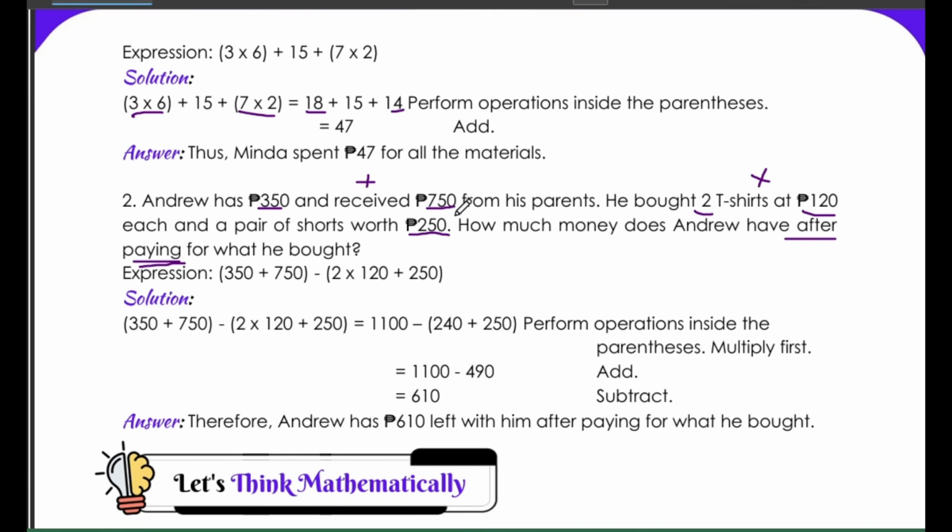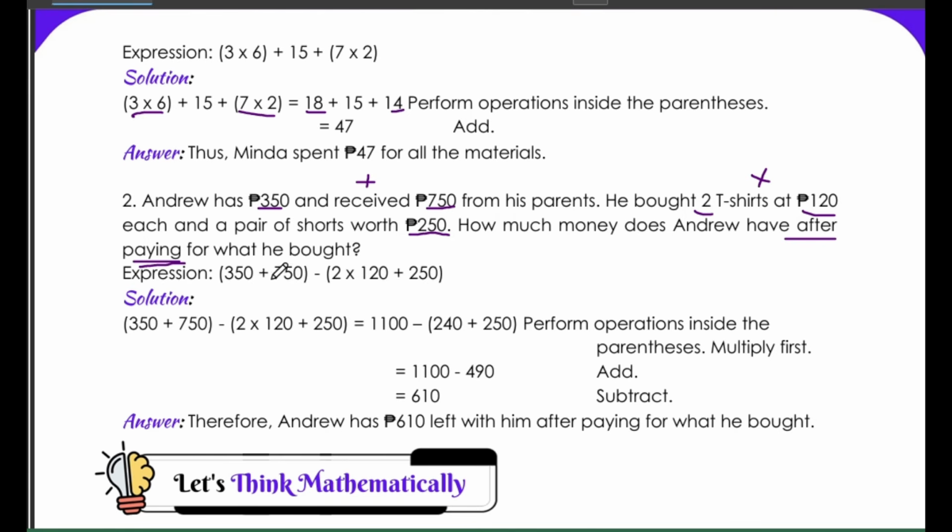So we're going to subtract our answers from 350 plus 750 to our answers from 2 times 120 plus 250. So this is the expression. First we add this. Okay, in this case we really do have to put it in a parenthesis because the parenthesis indicates where we will start first. And we can start either way.